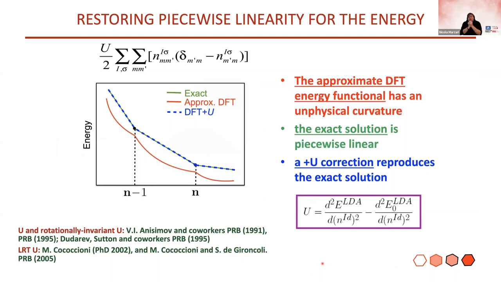So how do we restore piecewise linearity? That is actually an exact property of the total energy of the system. So it was already proved by Lieb and by Levy and Perdew in the early 80s that in general the total energy of a system as a function of its total charge density should be piecewise linear with respect to the number of electrons.